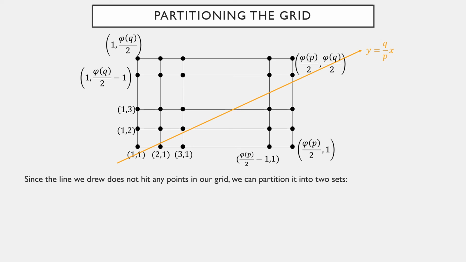So since it misses every single point, there's a very clean way we can partition the grid into two sets, S1 and S2. S1 are points in the grid below the line, and S2 are the points in the grid above the line. Since the line doesn't ever hit the grid, there's no ambiguity here. So here's S1, points below, S2, points above. I'm going to color the points below the line red, so S1 are now red points. Simultaneously, we'll color the points above the line blue, so S2 are blue points.